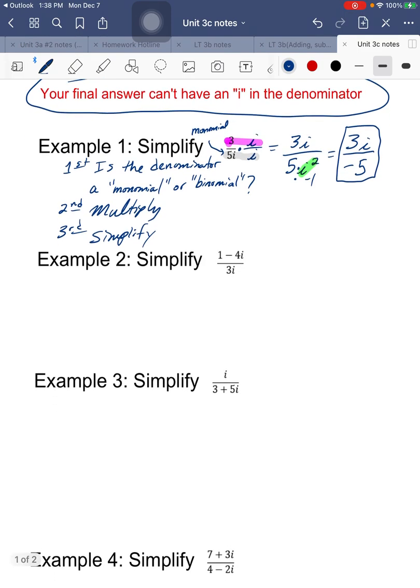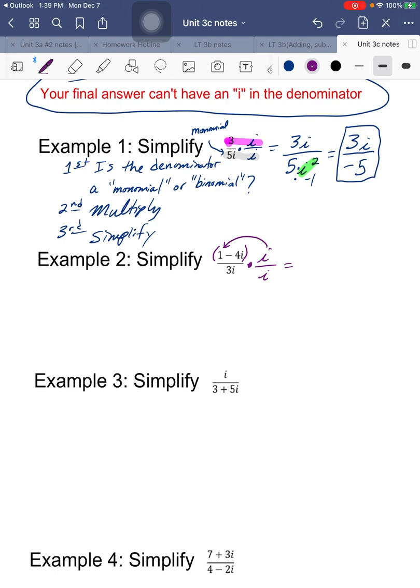All right, so example 2. Let's look at the denominator. The denominator clearly is a monomial again, 3i. So we're going to just multiply by i. Here our numerator is a binomial. So I always put it in parentheses, especially when you have multiplication, because what that means is we need to multiply each of the terms by i.